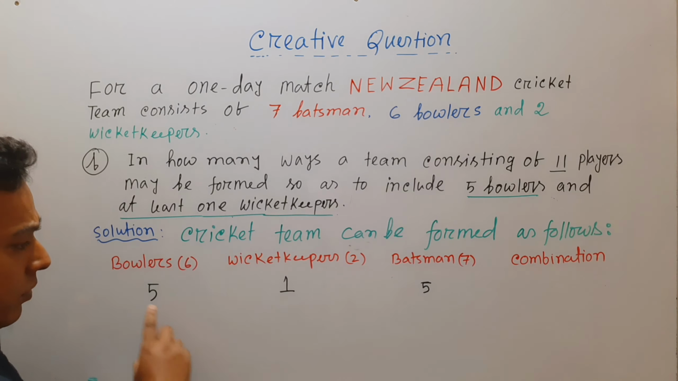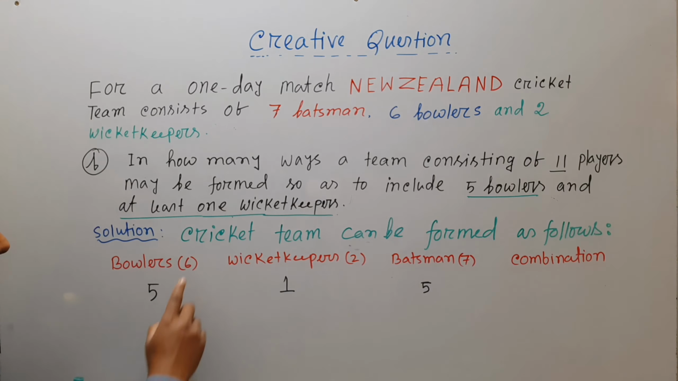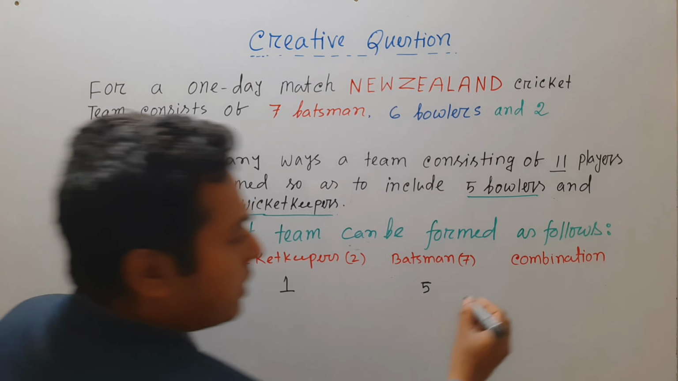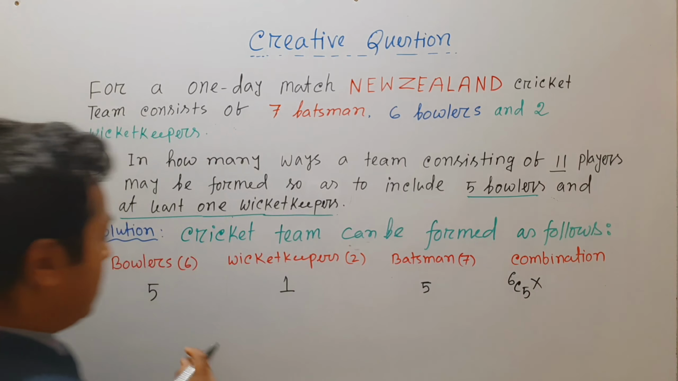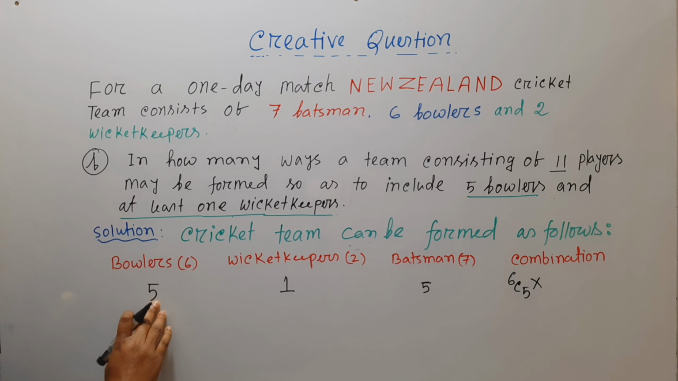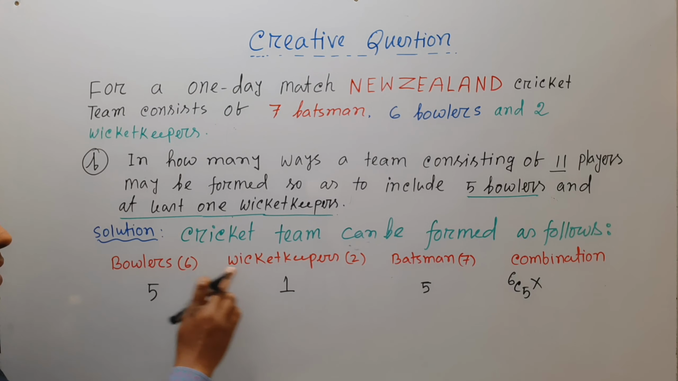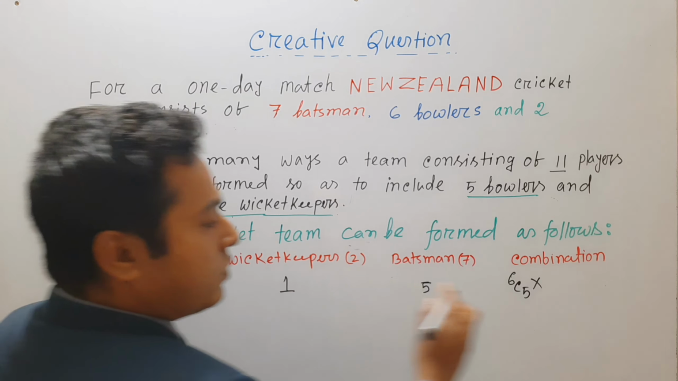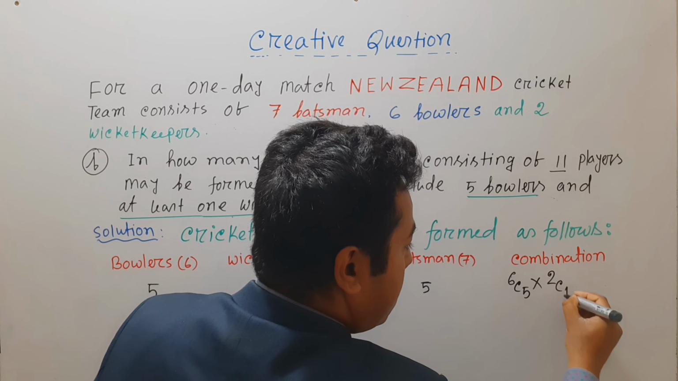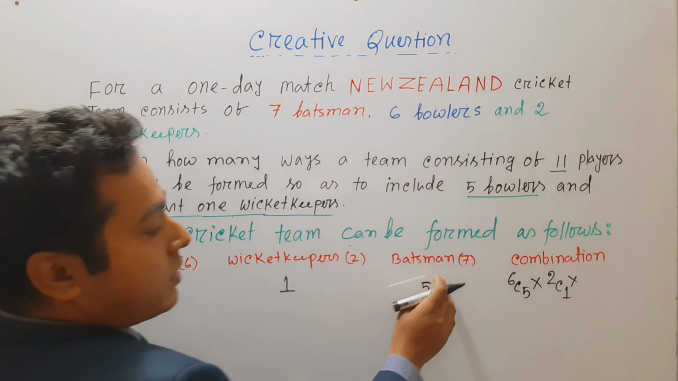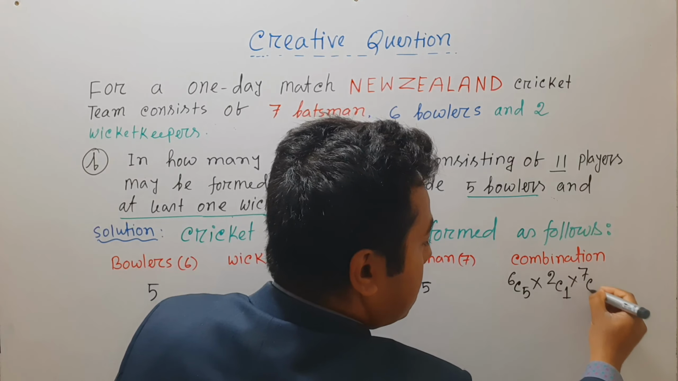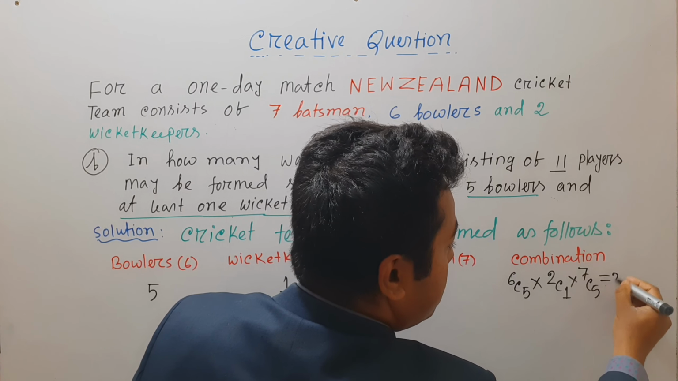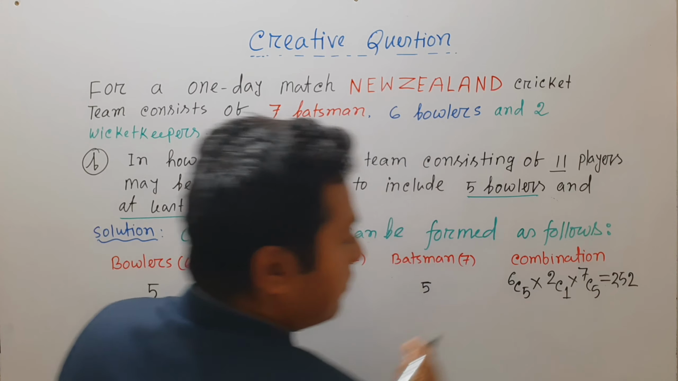Okay, and the combination of this case is equal to: total bowlers 6, we have to take 5, so 6C5, into taking 1 wicket keeper from 2, 2C1, into from 7 batsmen we have to take 5 batsmen, 7C5. This is equal to 252, the calculation of this.